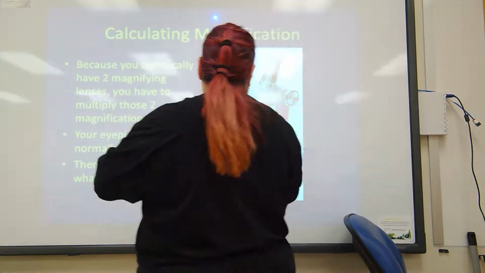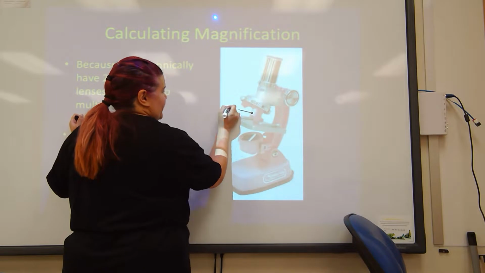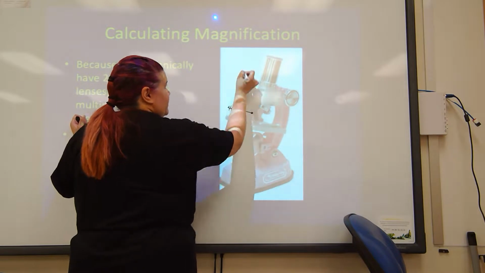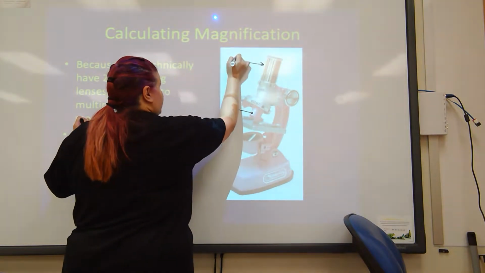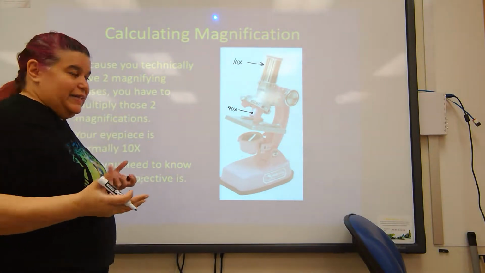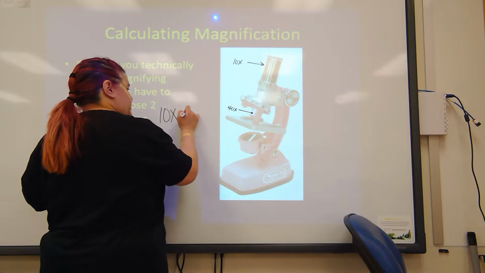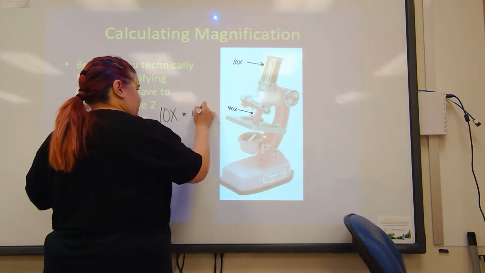So if I were to ask you for the final magnification, let's say that this objective is 40x, and like I said, this ocular is 10x. What's the final magnification that you see? Well, you would multiply these numbers together, 10x times 40x.